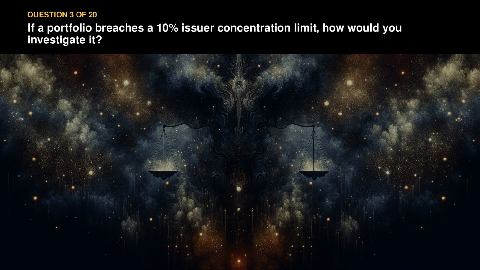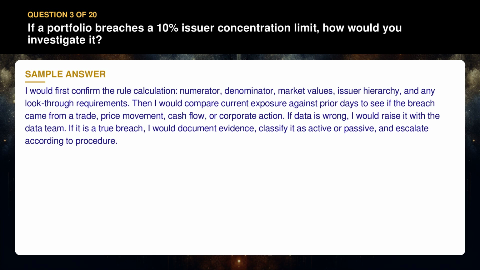Question 3. If a portfolio breaches a 10% issuer concentration limit, how would you investigate it? I would first confirm the rule calculation, numerator, denominator, market values, issuer hierarchy, and any look-through requirements. Then I would compare current exposure against prior days to see if the breach came from a trade, price movement, cash flow, or corporate action.